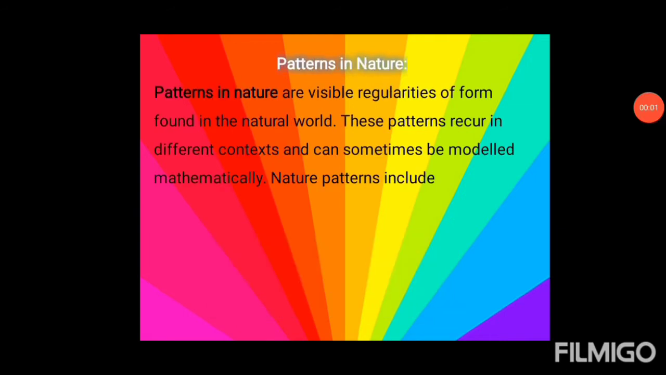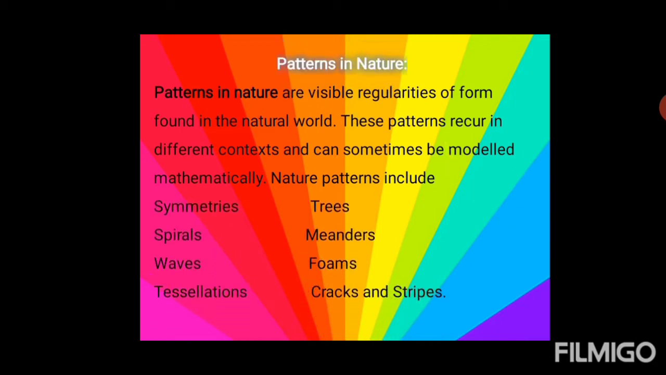Next one is patterns in nature. Patterns in nature are visible regularities of form found in the natural world. The nature patterns include symmetries, trees, spirals, meanders, waves, foams, tessellations, cracks, and stripes.